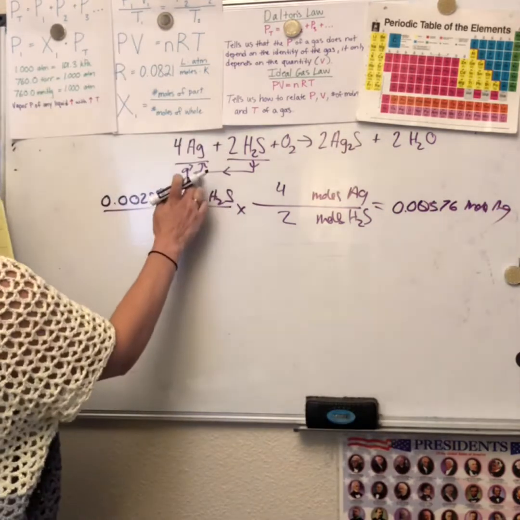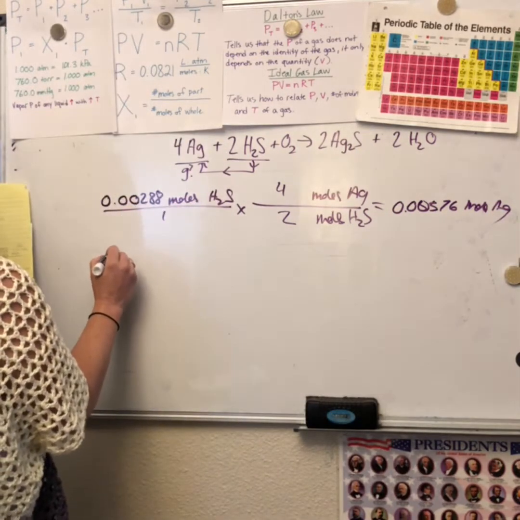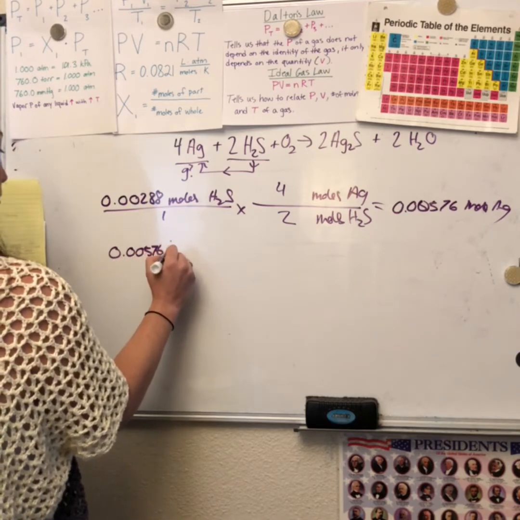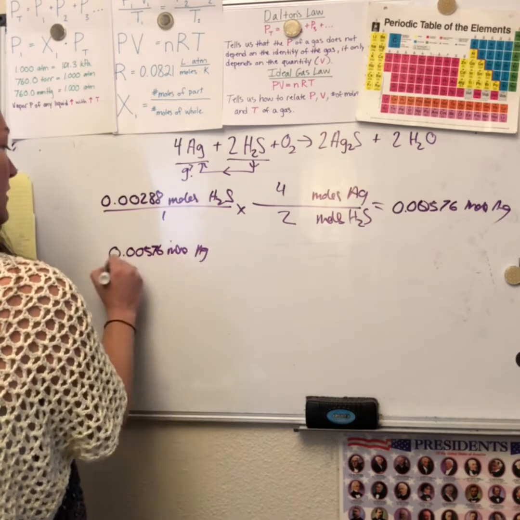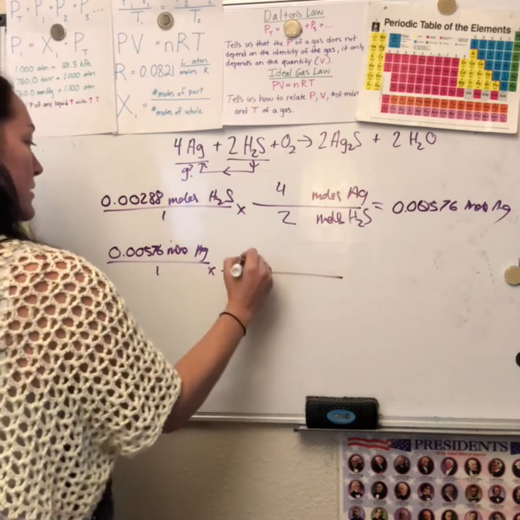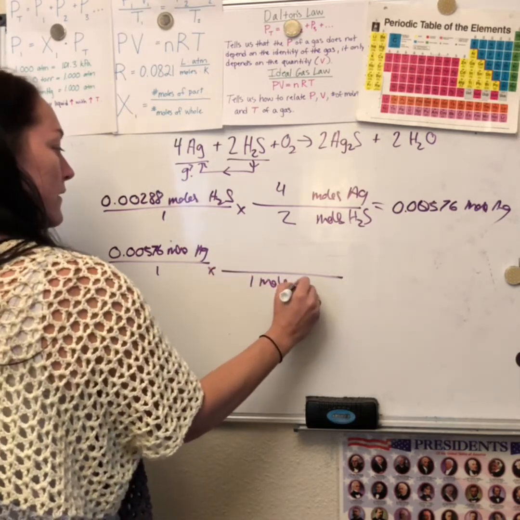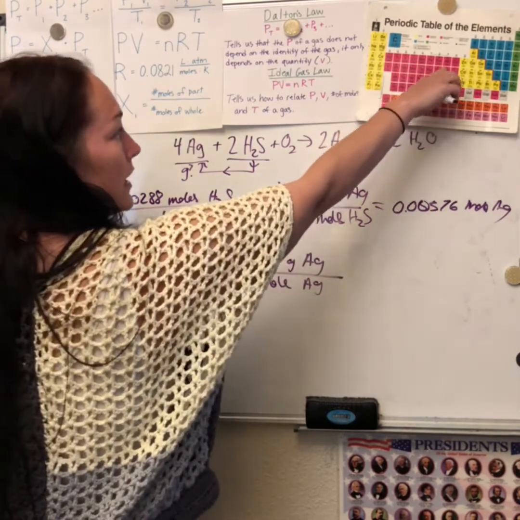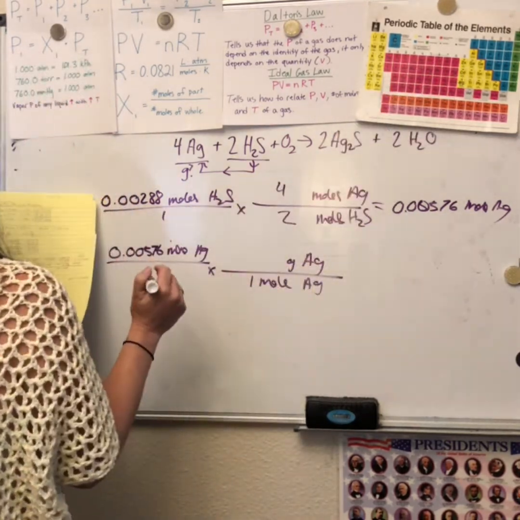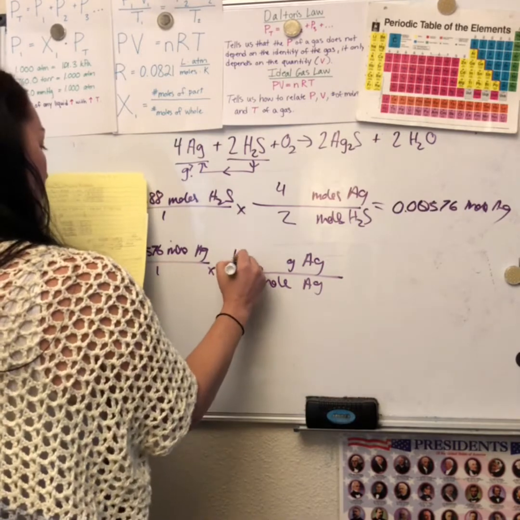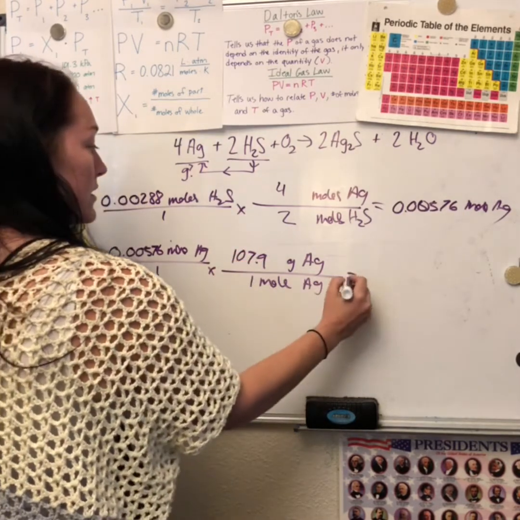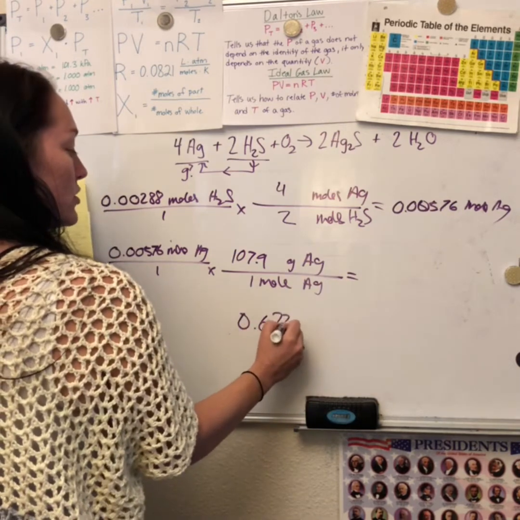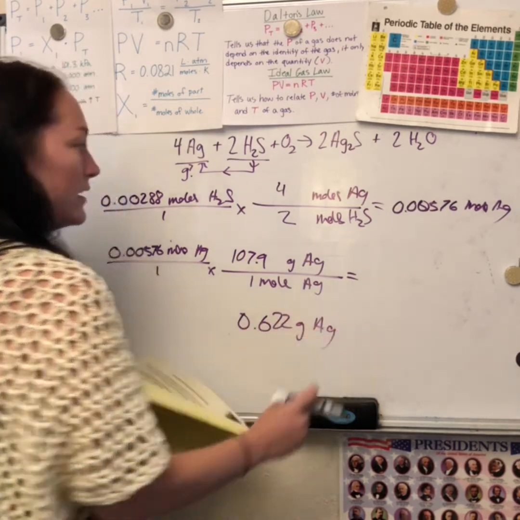Okay, last step is to go from moles to grams right here. So 0.00576 moles of Ag over 1. So I know 1 mole of Ag is going to be equal to, now all I have to do is go look for grams on here. My silver is right there, number 47, and it is 107.9 grams. So my answer is going to be 0.622 grams of Ag.